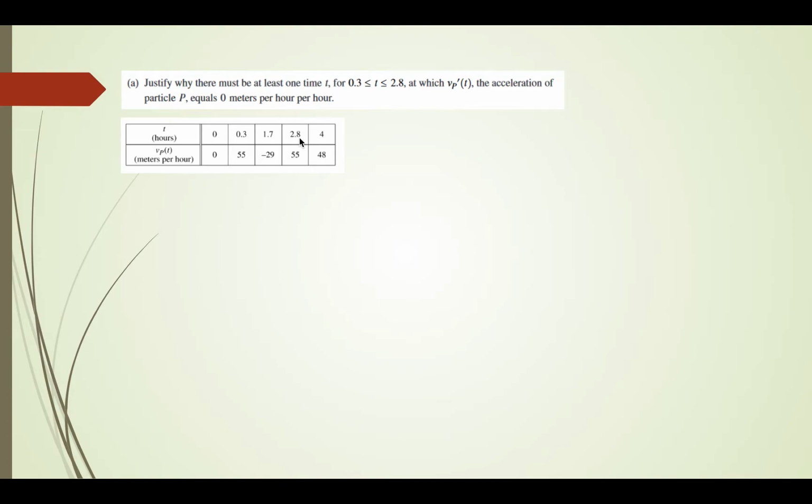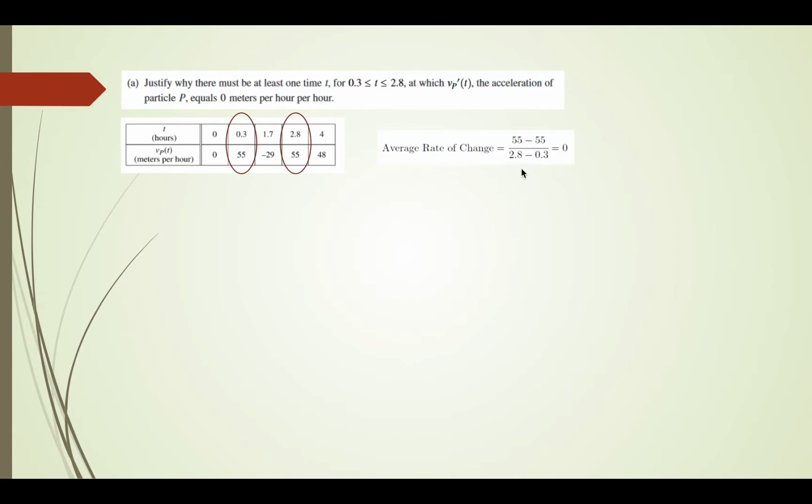And again, they're doing that intentionally. On the AP test, when they give you information, they're trying to be helpful. And in this case, this information is very helpful. Because what we can do then is just look at those two coordinates and notice the average rate of change between those two coordinates, if you subtract correctly, would be 55 minus 55 over 2.8 minus 0.3, which is 0.